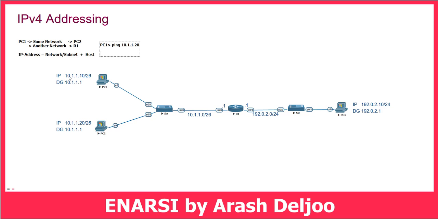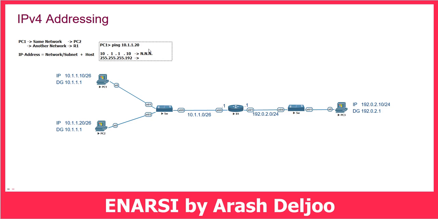Let me convert the IP address to binary. Here we have 10.1.1.10, and the subnet mask is 255.255.255.192. Why? Because /26 means 255.255.255.192. This is a subnet mask. Let me show you here. Now, we know that the first three octets are the network part. We don't need to convert them to binary, but the last octet, the fourth octet, we can convert to binary. Look at here.